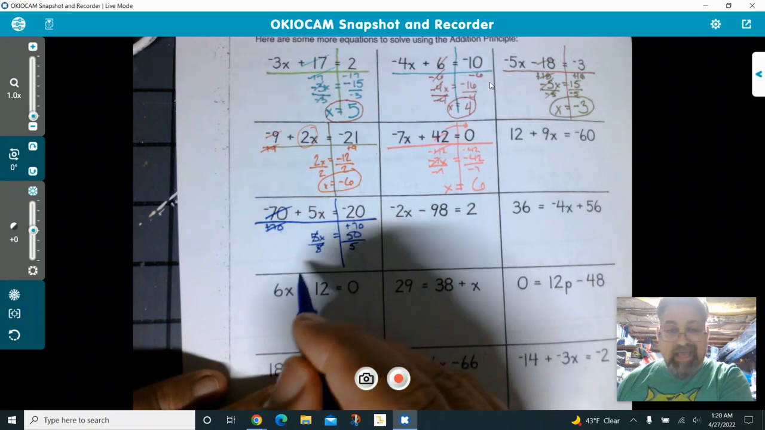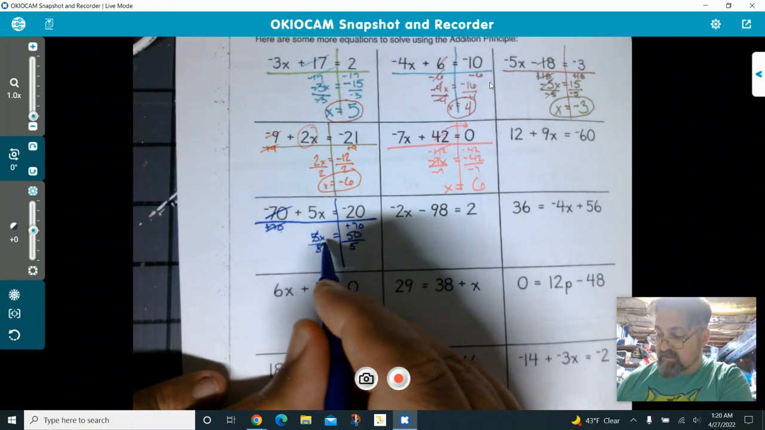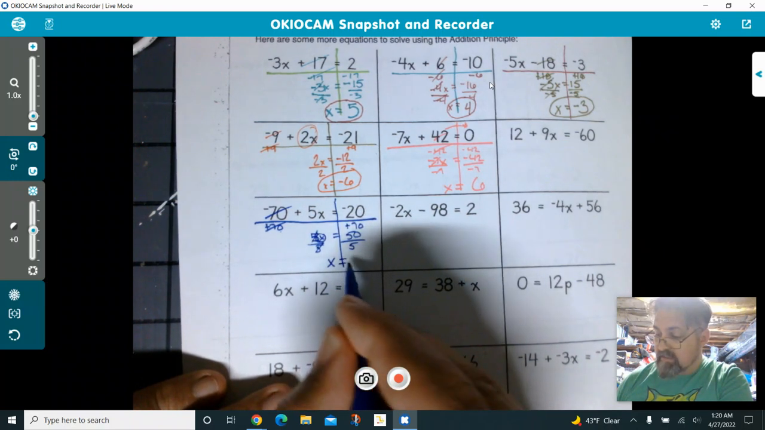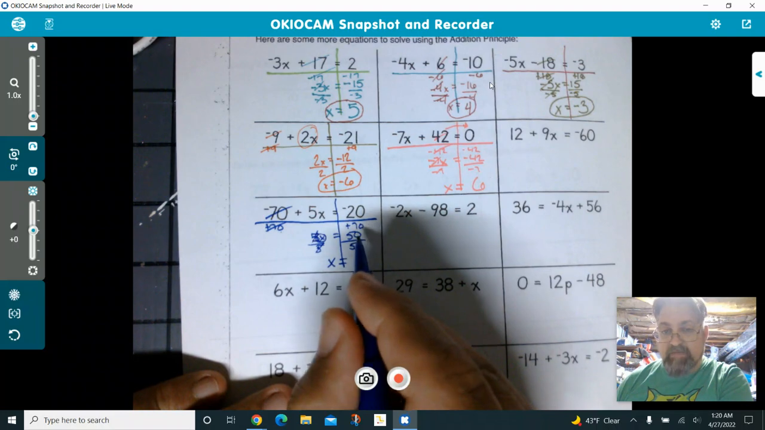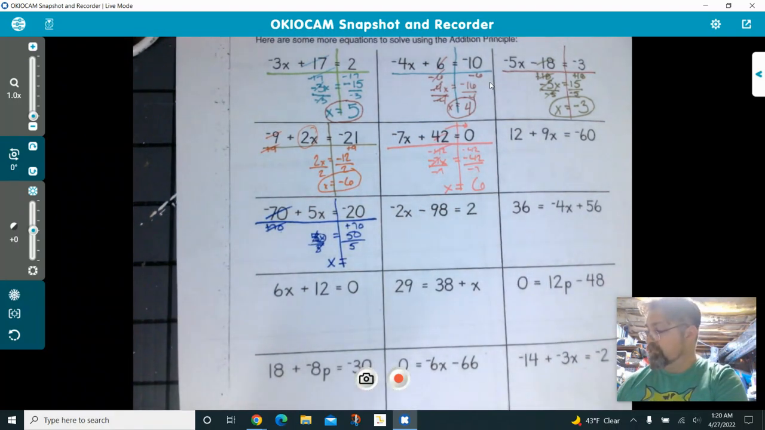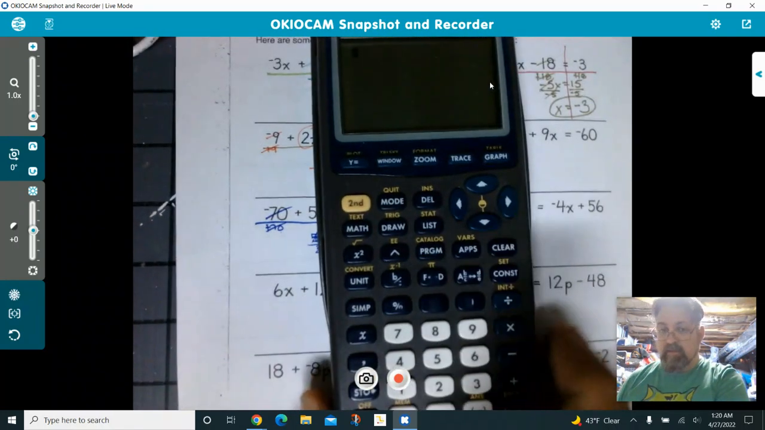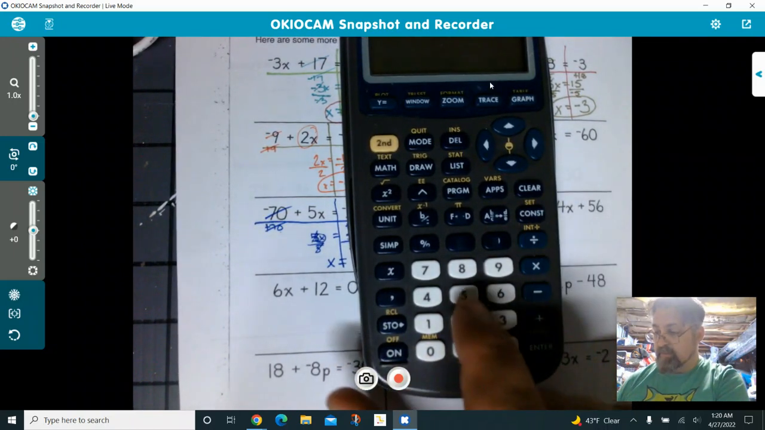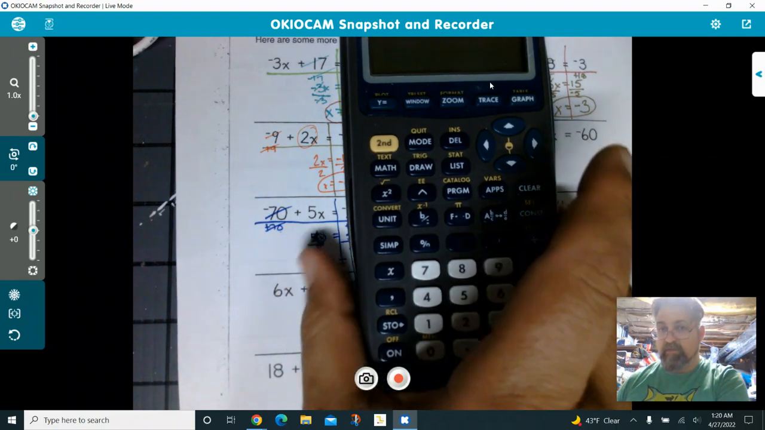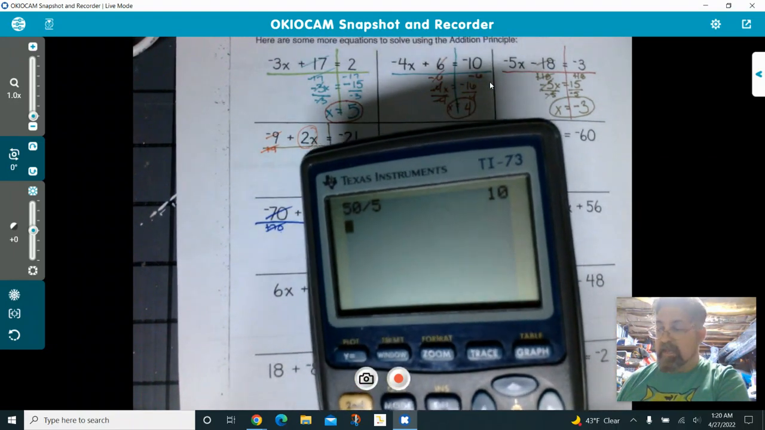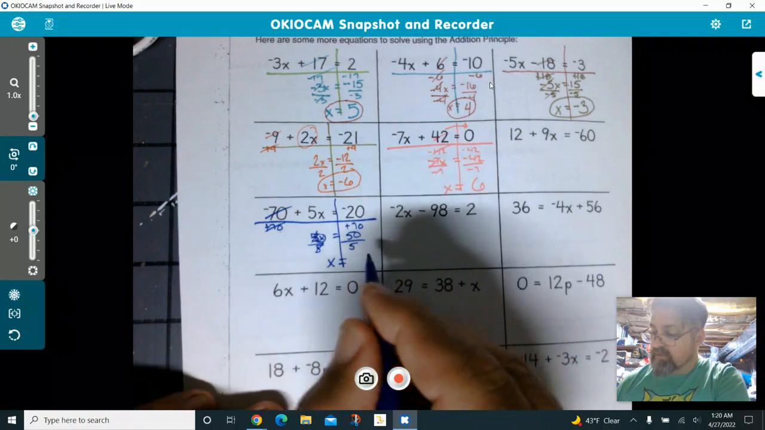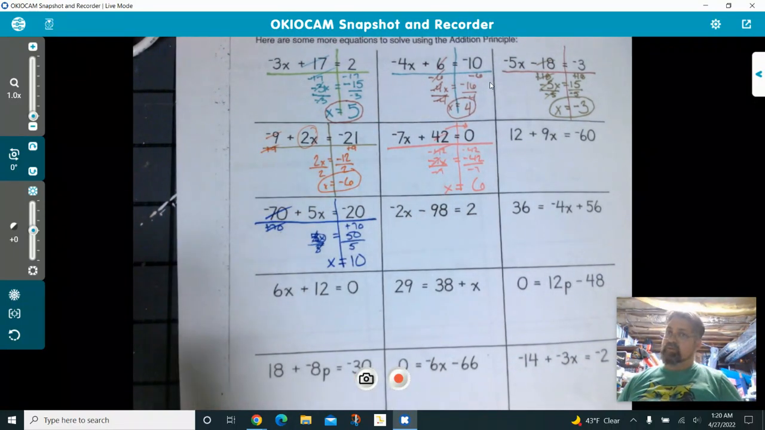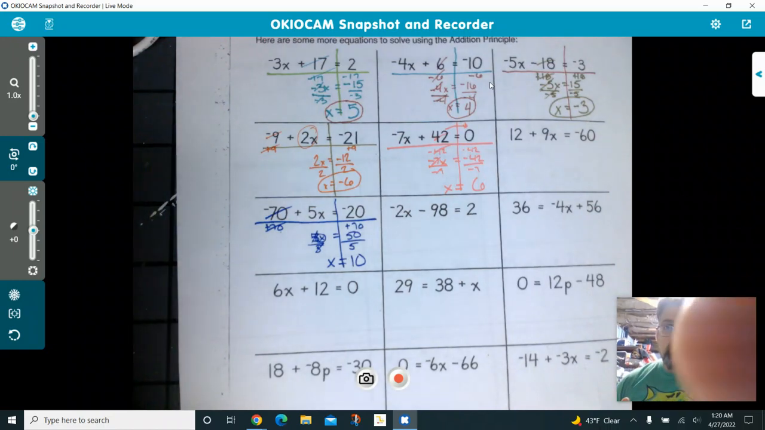That 5 and that 5 cancel and go away. Just leaves plain old x, right? X equals 50 divided by 5. Okay. 50 divided by 5. Enter. 10. X equals 10. Did you follow it? Do you have it? Do you remember all the steps?